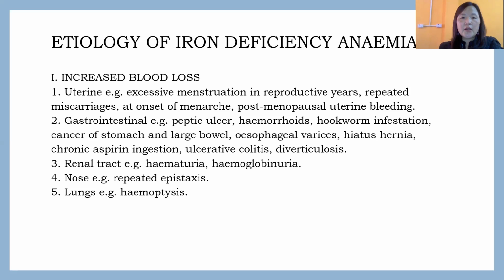And if we talk about the renal tract, somebody may have hematuria or hemoglobinuria. Hematuria and hemoglobinuria are the presence of RBCs in the urine, or the presence of hemoglobin in the urine. And if we talk about the nose, if somebody is suffering from repeated nose bleeding, that can also lead to iron deficiency anemia. And if you talk about the lungs and hemoptysis, if somebody is coughing and you see a blood stain in the sputum, that can also lead to iron deficiency anemia.